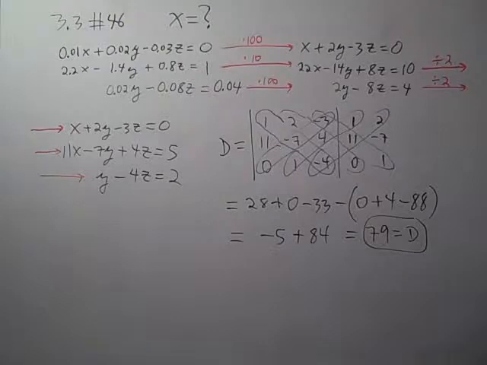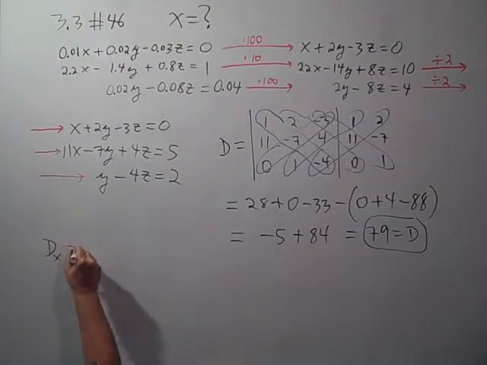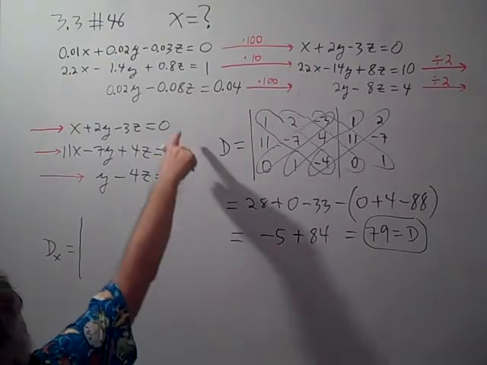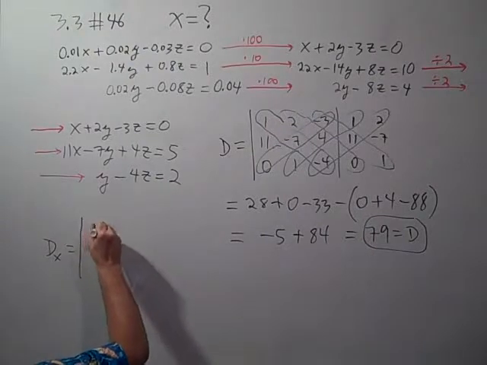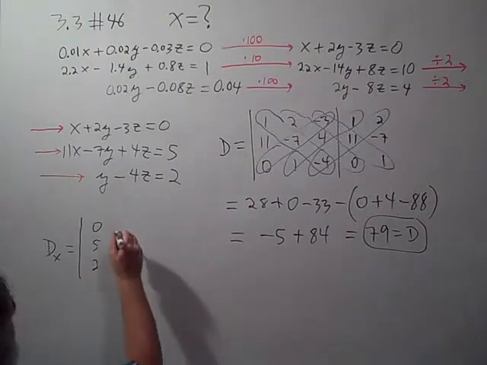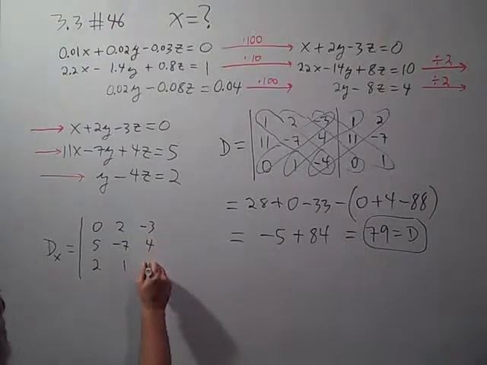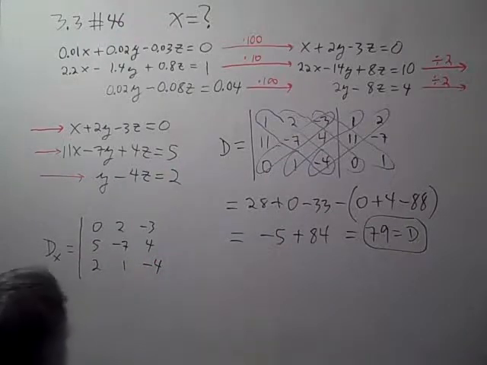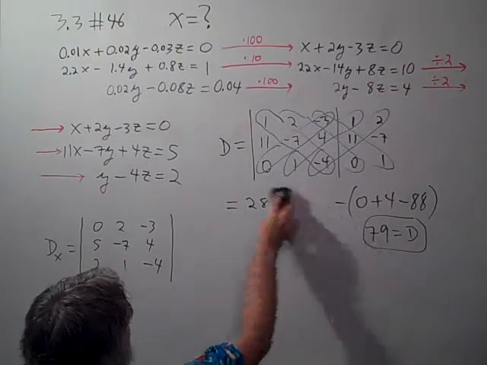And since they're asking us for x, we only have to find d sub x, and we'll be done. So find d sub x. This time we put 0, 5, 2, what's on the right side of the linear system, of all 3 equations. 0, 5, 2 will cover the x column. The y column will be the same as before, 2, negative 7, 1. And the third column is negative 3, 4, negative 4. And now we'll copy the first 2 columns to the right of this matrix.